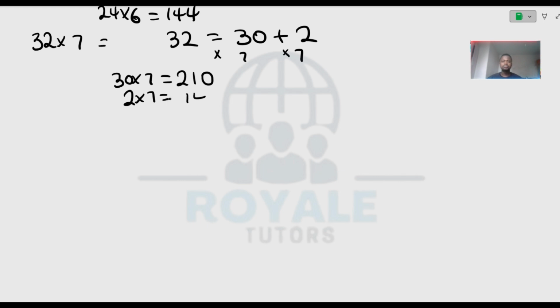2 times 7 is 14. Now you add both of them together, and that gives you 224. This means that 32 times 7 is 224.